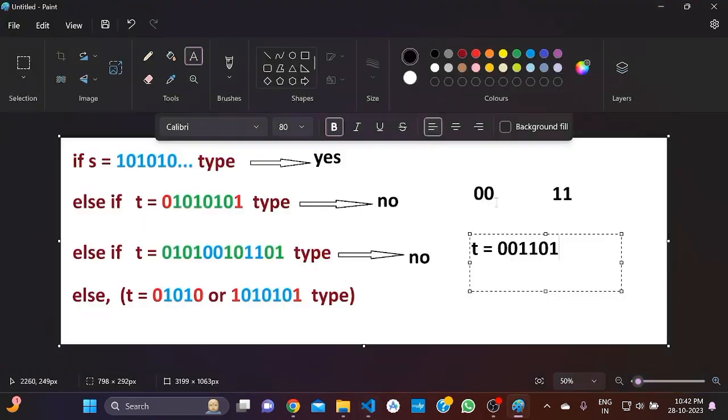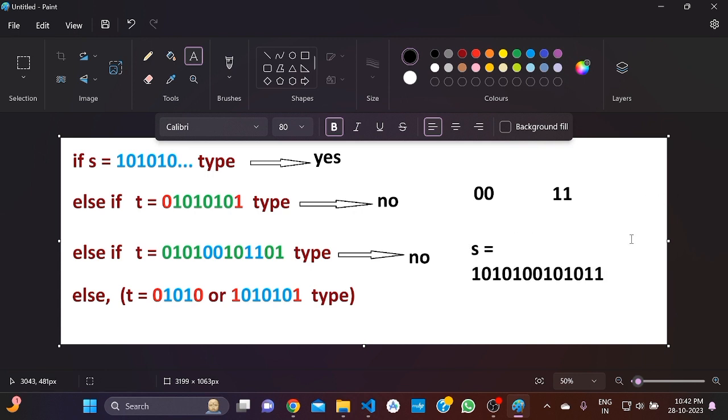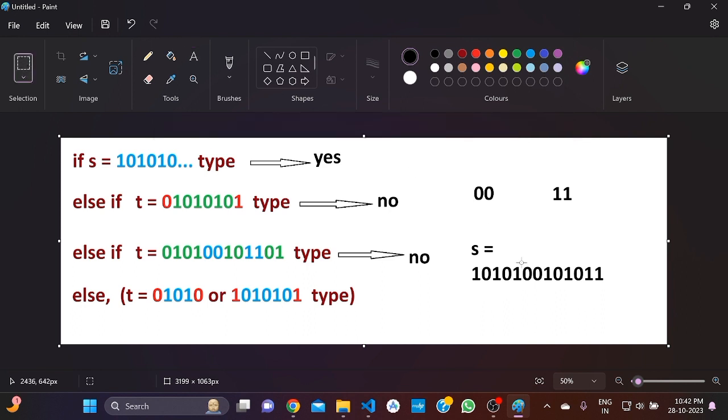Sorry, if your S is something like this, 10101, and 00, then 1010, then 11. So if your S is something like this, so that both this 00 and this 1 1 are present, that both 00 and 1 1 are present there, then here your answer will be no.